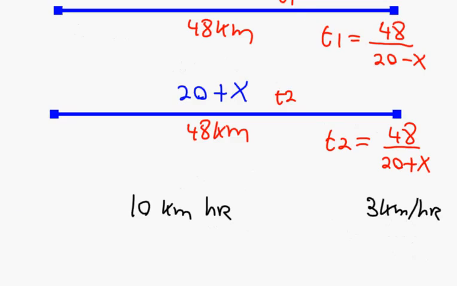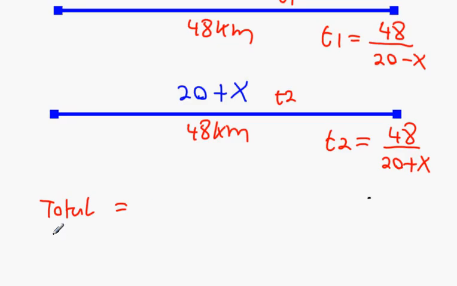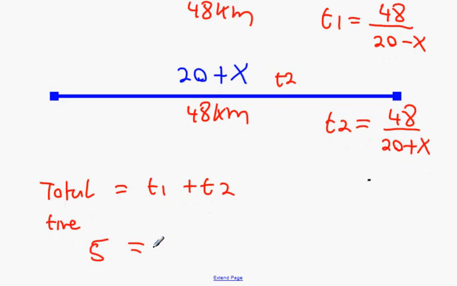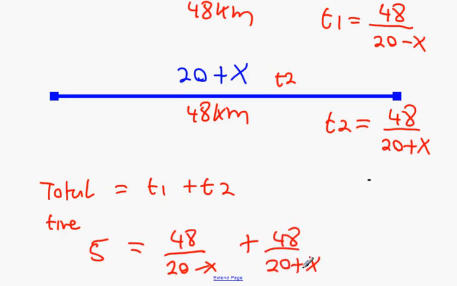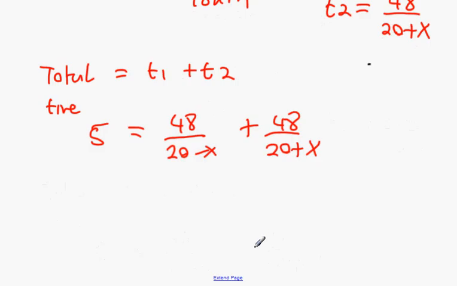Now remember, your formula is total time equals time taken for the way up, T1, plus T2. Basically, total time is the time taken going upstream and the time taken going downstream. Therefore, the 5 hours has to be equal to 48 over 20 minus X plus 48 divided by 20 plus X. As predicted, you're going to use an algebra fraction to do the question. You're going to do your 3 lines.